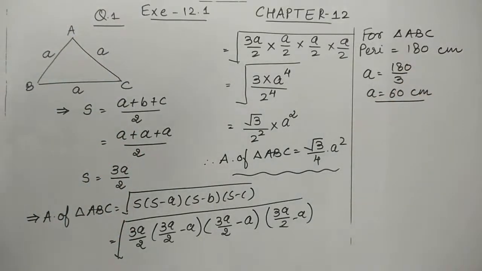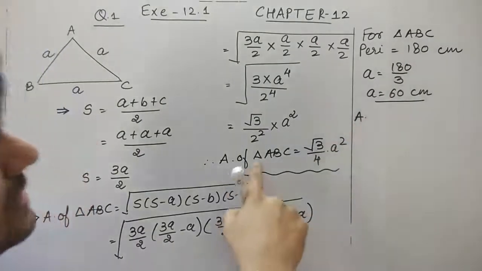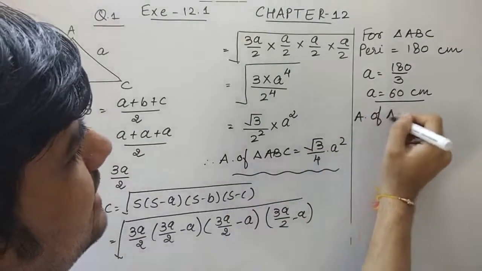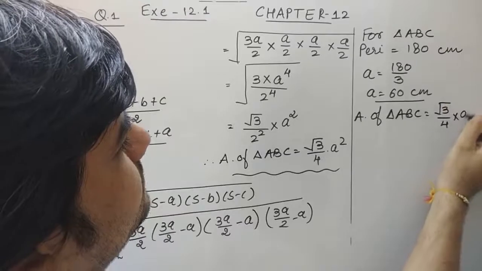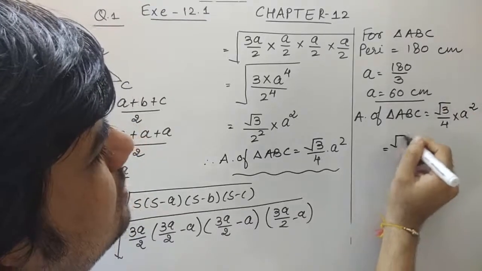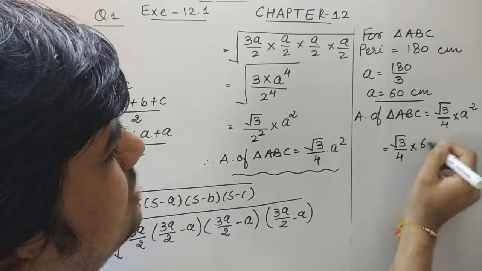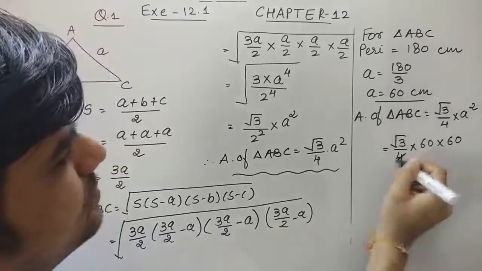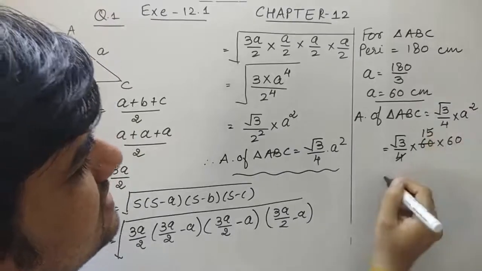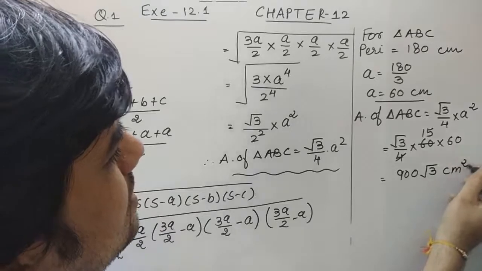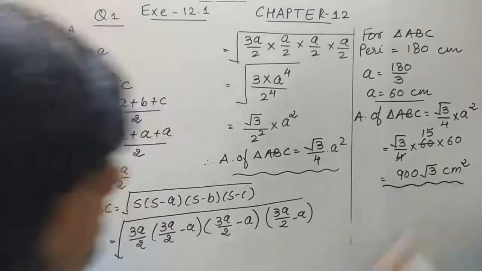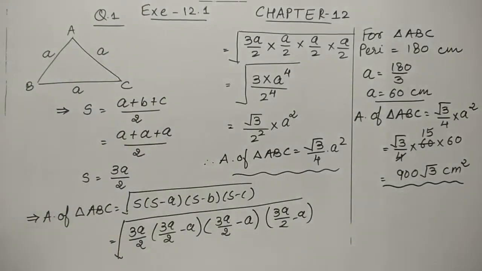As per the question, we have to find out the area. So let's find out the area of this triangle. The area of triangle ABC is root 3 by 4 into side square. So root 3 by 4, as the value of A is 60, so 60 into 60. 15 4s are 60, 15 6s are 90, so it is 900 root 3 centimeter square. So this will be the area of this triangular signboard which has written school ahead. I hope students you obtain this. Thank you.